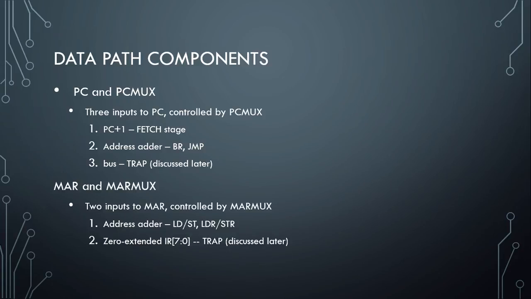You have MAR and MAR mux. There are two inputs to MAR, controlled by MAR mux. You have an address adder, so that is your load and store there. And you have zero-extended, which again we're getting into trap, which we will discuss more later.